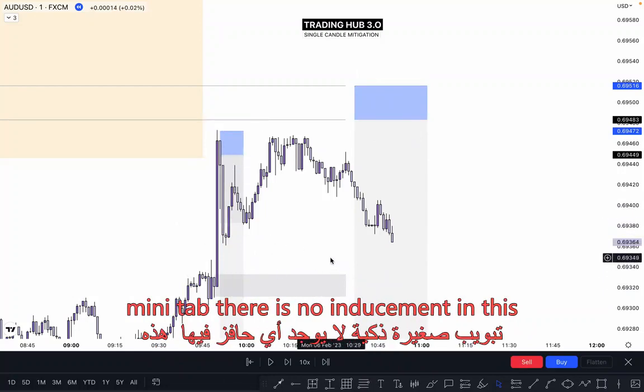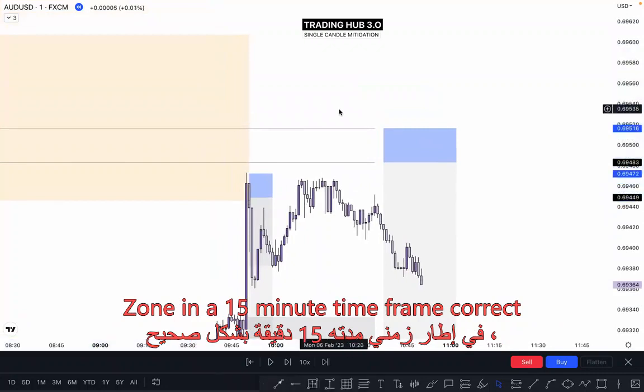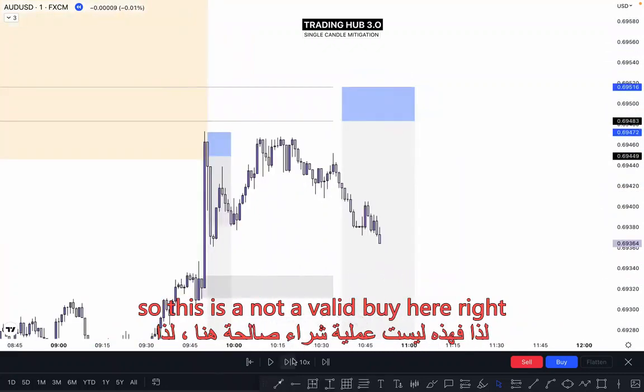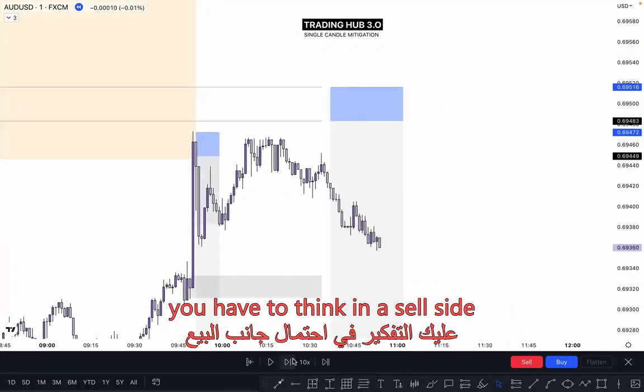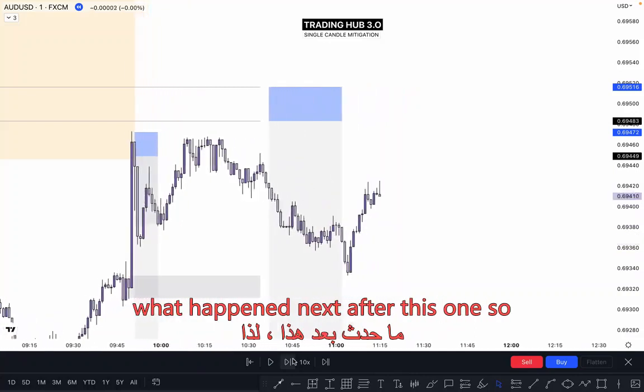There is no inducement in this case and market already hit your supply zone in a 15-minute time frame, correct? So this is not a valid buy here, right? You have to think in a sell side probability, correct? Okay, so let's see what happened next after this one.